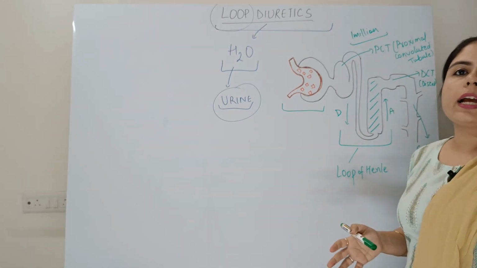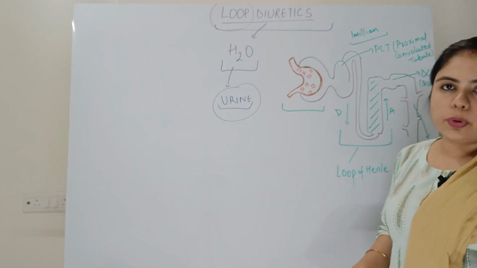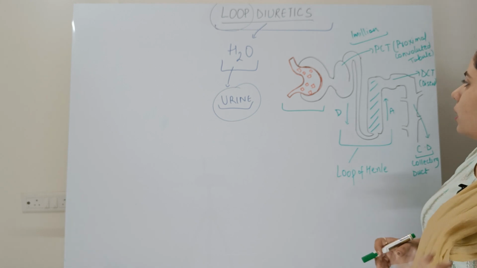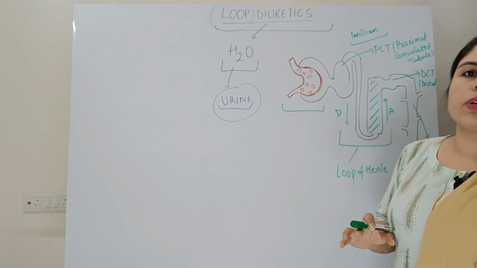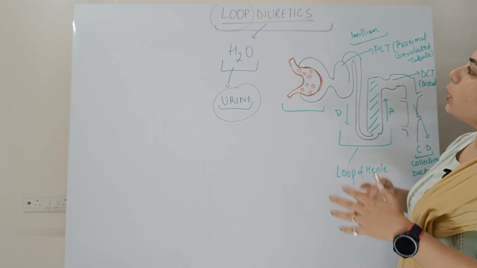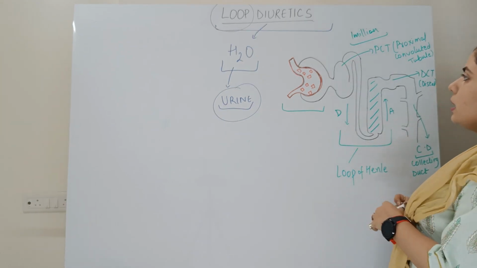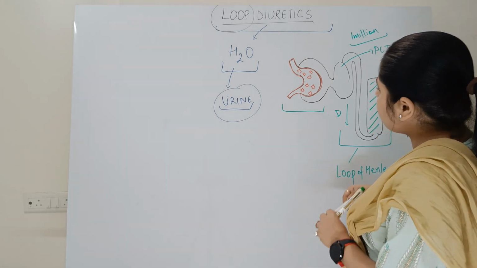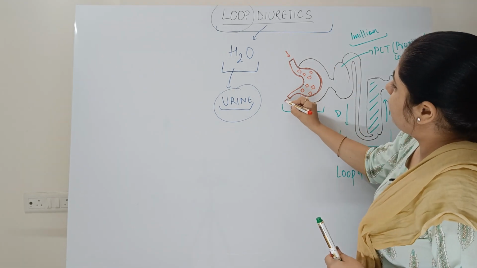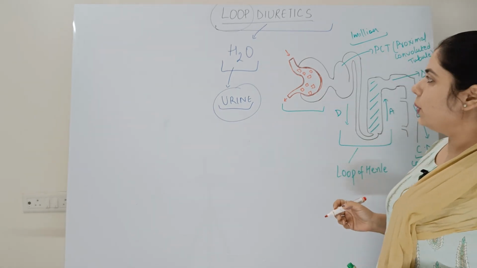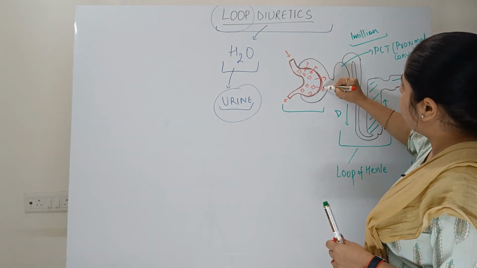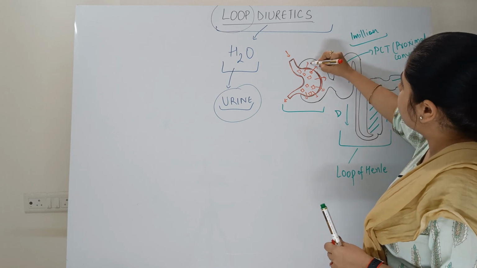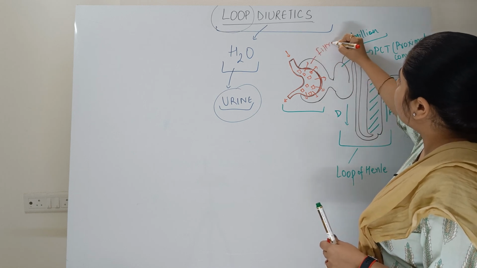Initially I'll show you how the normal physiology of urine is formed in a very quick revision, because we already posted a video on urine formation. You can check out the previous video. Then we'll talk about how the loop diuretic works. So the blood is entering and leaving through the afferent and efferent arteriole, and this is how the nutrients escape as filtrate.